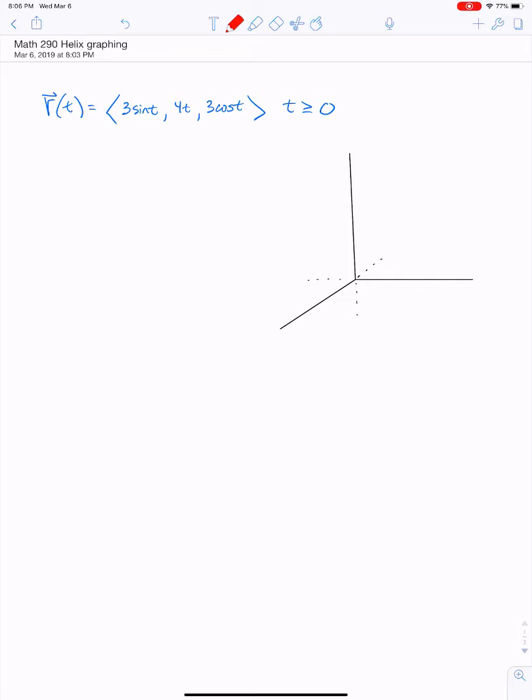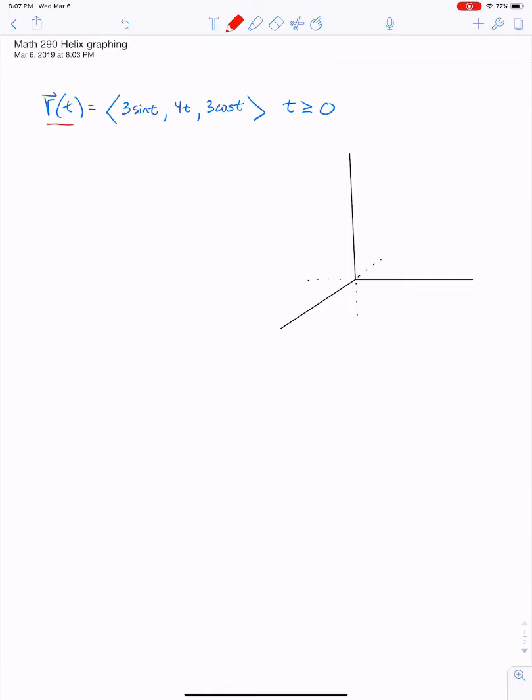Hi everyone, I just wanted to show you how to graph a helix, since this was a question that's come up a couple times today, real quickly. And the question is mostly concerning the orientation and how does the helix actually look. So for example, the one that I've got right here, this is our r(t), and it's got a 3 sine t and a 4t and a 3 cosine t.